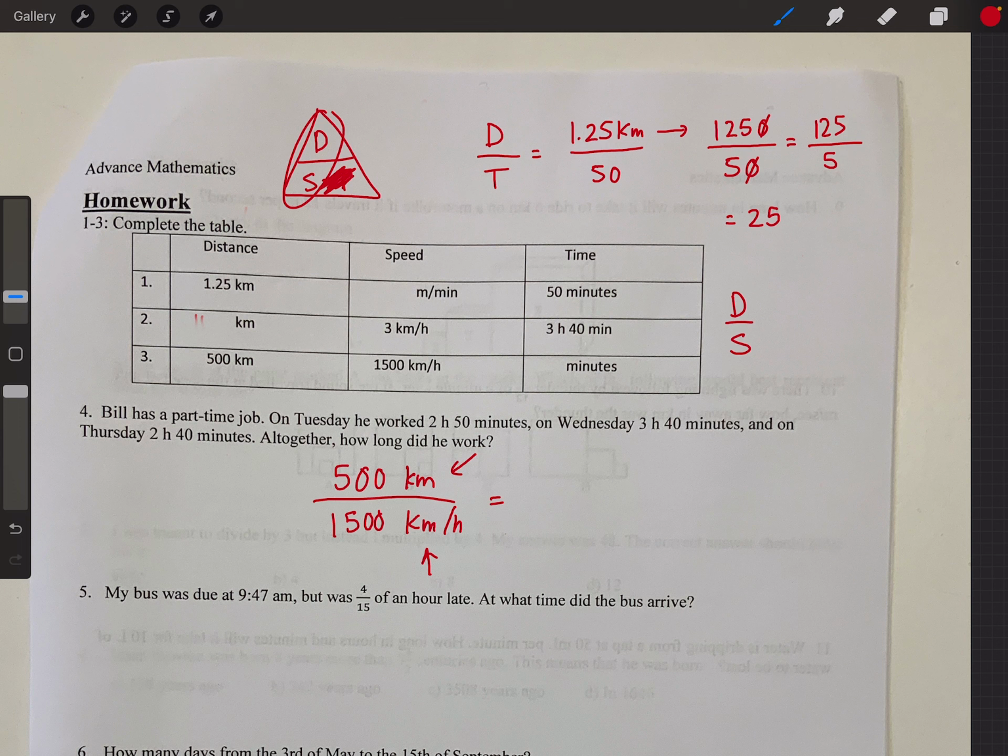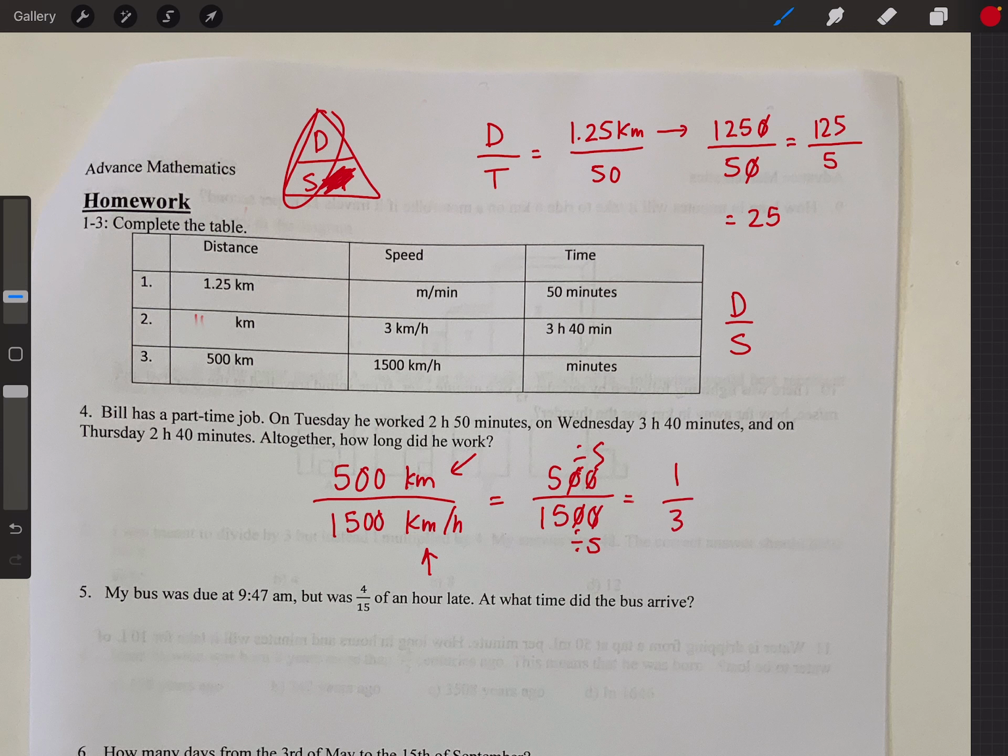Let's see. So we got 500 over 1,500. Let's cross out the zeros, two from the top and two from the bottom. You get 5 over 15. Which simplifies to, oh sorry, not 3 over 5. We divide top and bottom by 5, and you get 1 over 3.